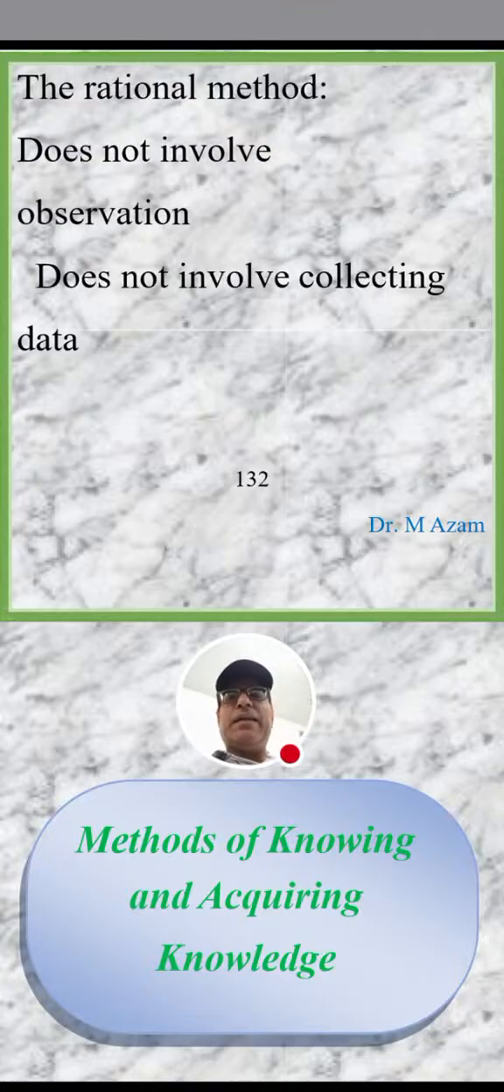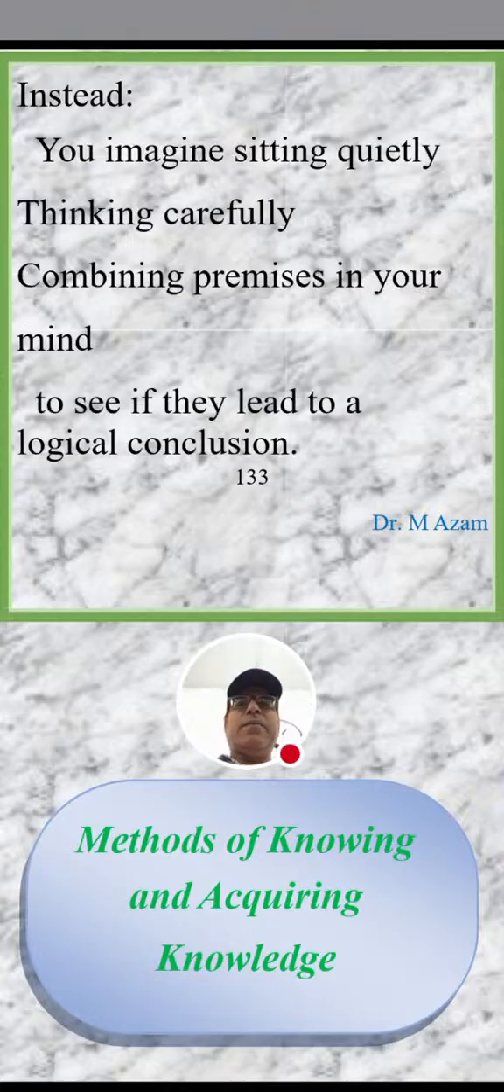The rational method does not involve observation. It does not involve collecting data. Instead, you imagine sitting quietly, thinking carefully, combining premises in your mind to see if they lead to a logical conclusion.